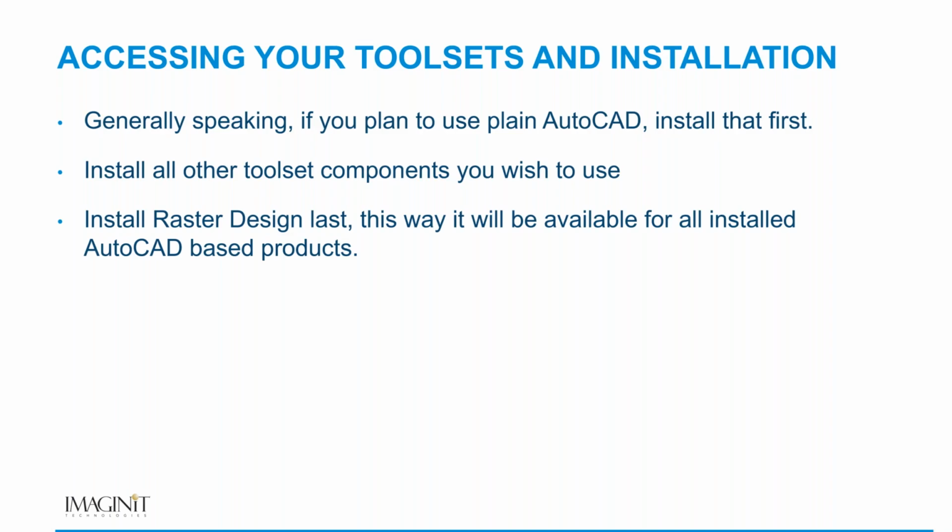How this works is Raster Design looks at what's currently installed and updates those installations. So for example, if I install AutoCAD, then I install Raster Design, then I install MEP, MEP will not have the Raster Design ribbon and will not have the Raster Design functionality, where AutoCAD still would. So always install that one last if you plan on using it. So that's how you access your tool sets and installation.